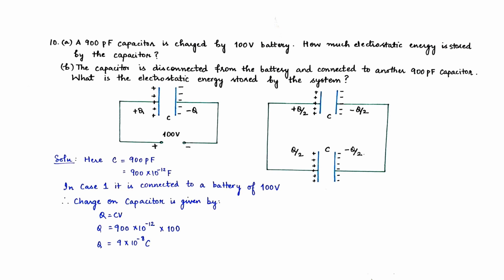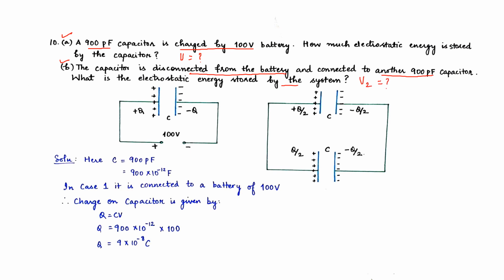Hello students, today we will solve one question and the question goes like this. The question is having A and B part. In first part, a 900 picofarad capacitor is charged by a 100 volt battery. How much electrostatic energy is stored in the capacitor is to be found. Question B says, the capacitor is disconnected from the battery and connected to another 900 picofarad capacitor. What is the electrostatic energy stored by the system now?